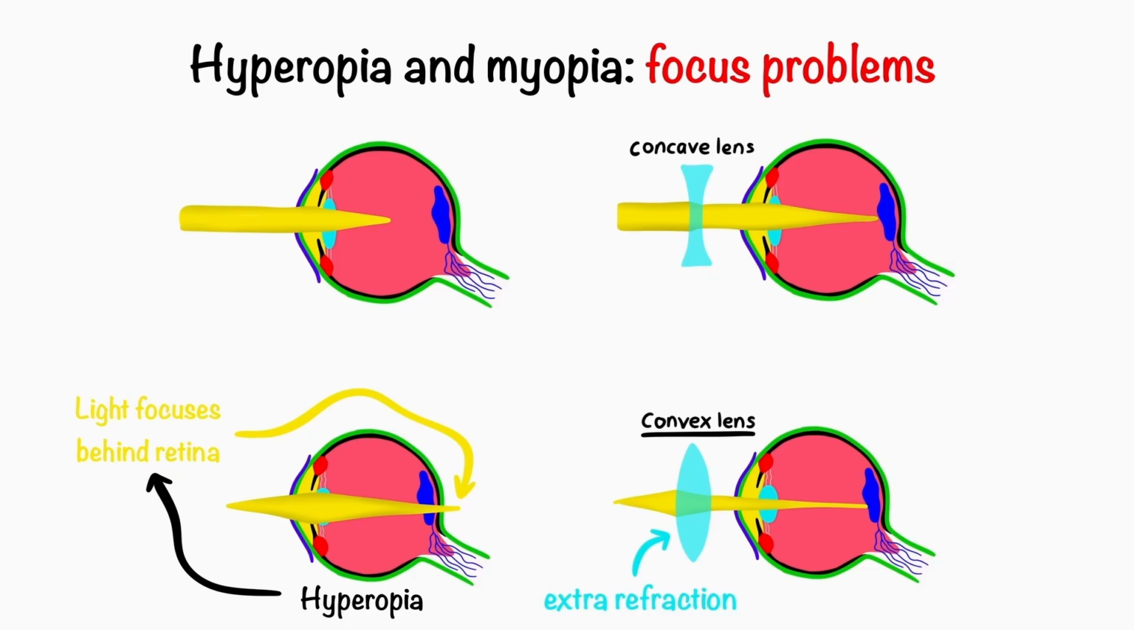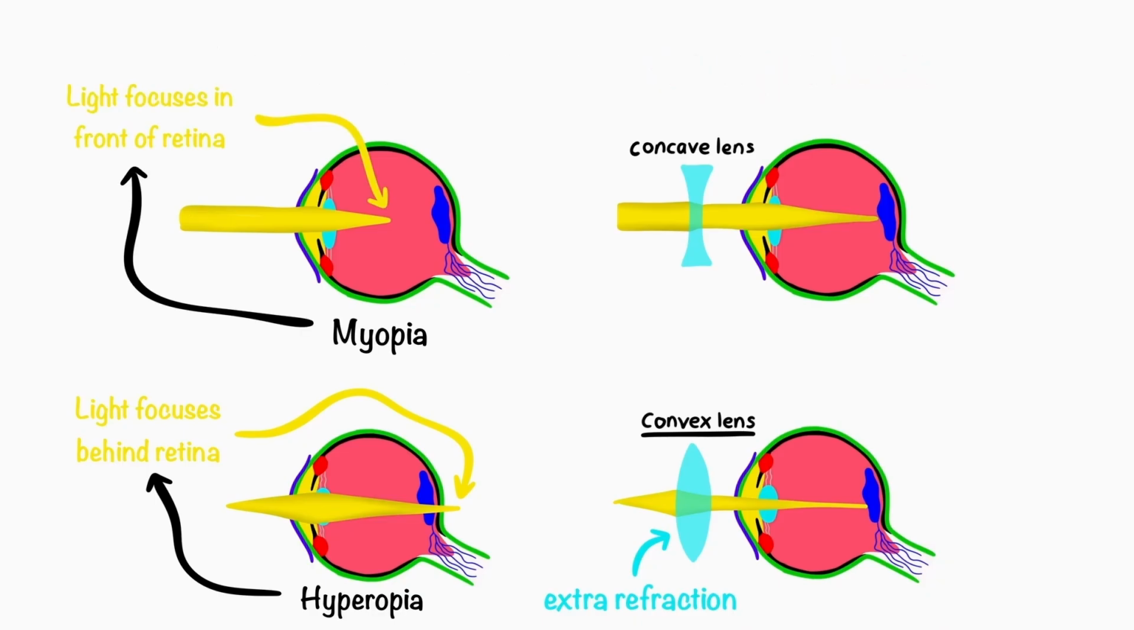The clinical term for this condition is hyperopia. It can be corrected with convex lenses that curve outward in the middle. These lenses help bend light rays more sharply before they enter the eye, shifting the focal point forward onto the retina. People with myopia, short-sightedness, experience the reverse problem.